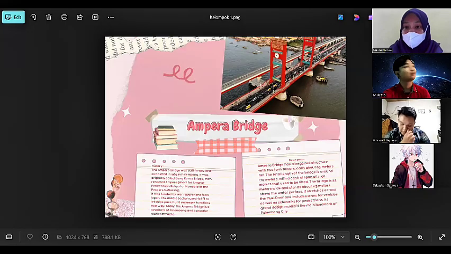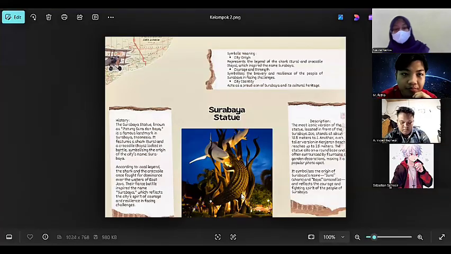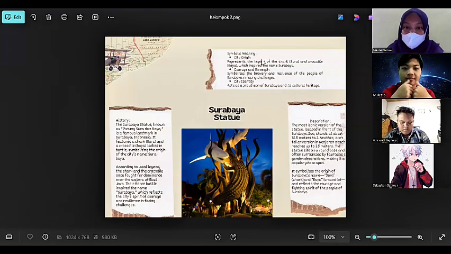Can you see my screen? For group 2. Sorry, Miss, the screen is still on the Ampera Bridge from before. Okay. Group 2, you can open your mic and start to present your mind map.